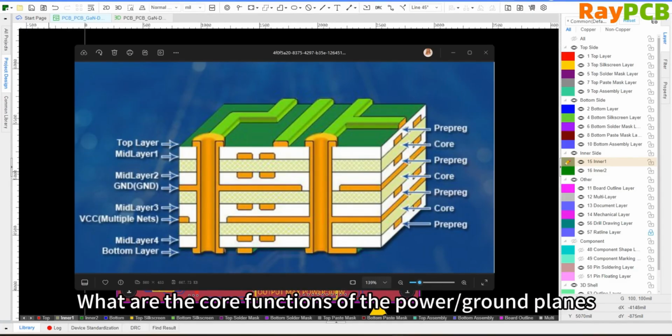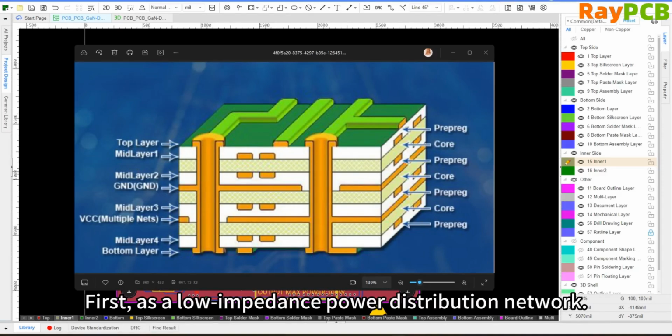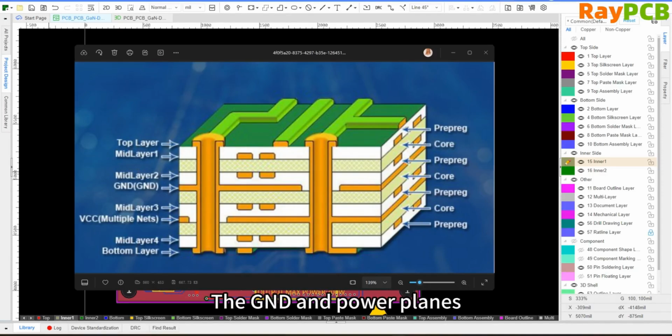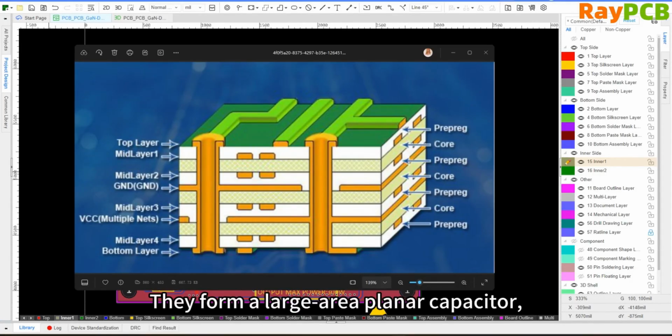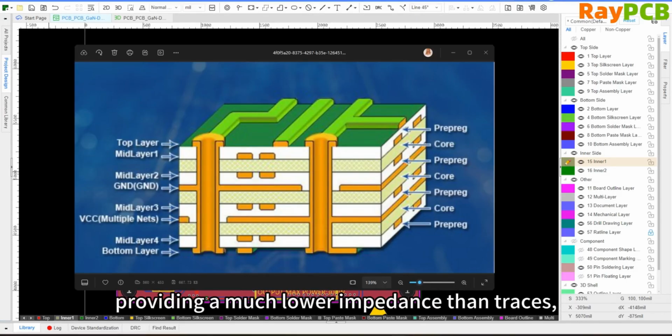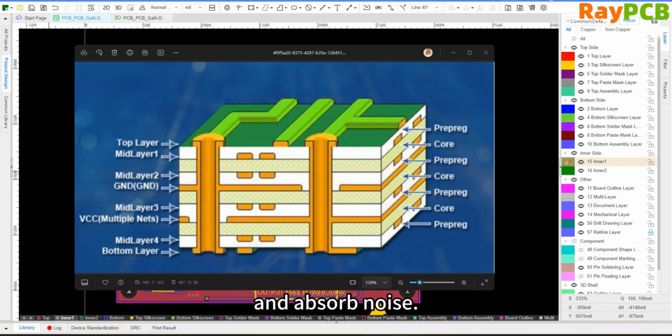What are the core functions of the power and ground planes in a 4-layer board? First, they serve as the primary low-impedance power distribution network. The GND and power planes together form the power supply and return network for all components on the board. They create a large area planar capacitor, providing much lower impedance than traces, which allows for more effective and stable noise absorption and stable voltage supply.